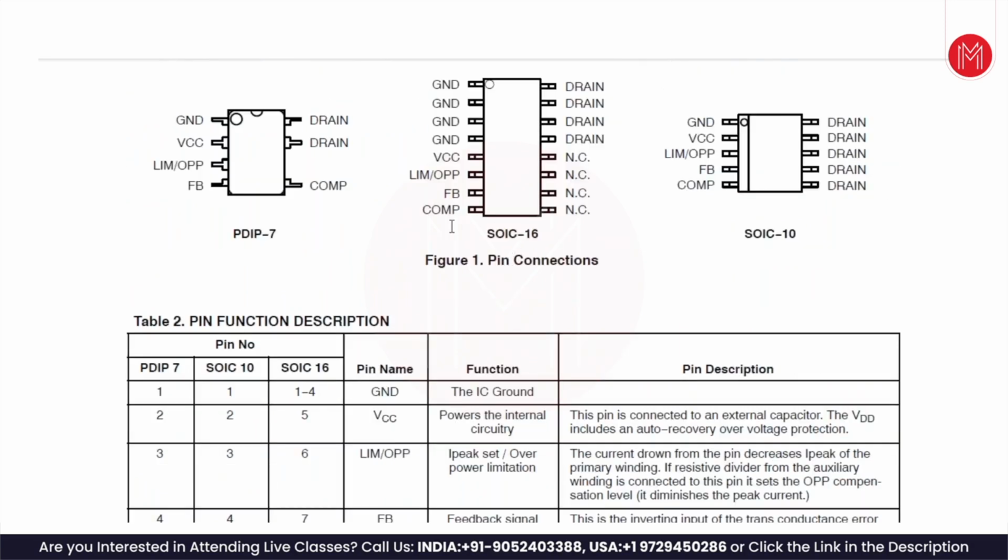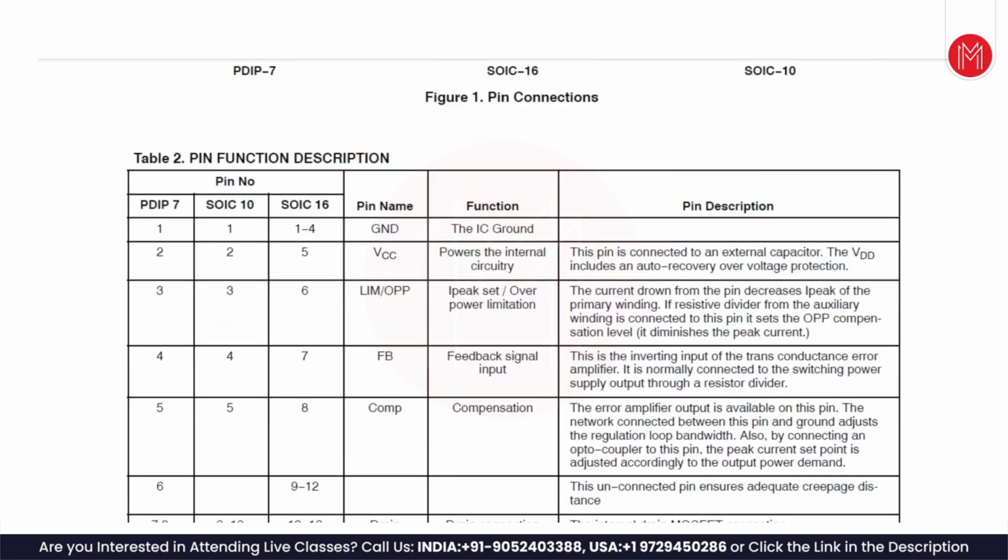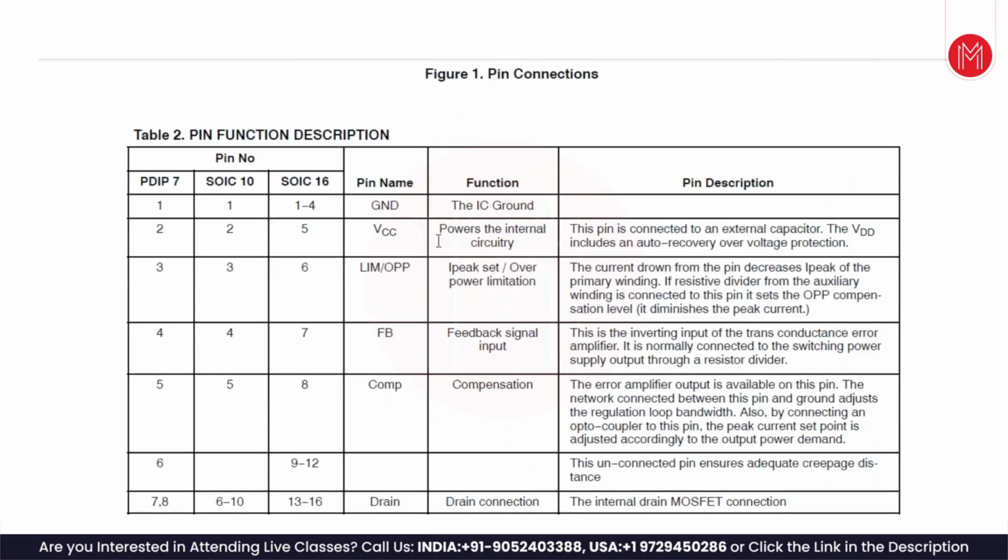So here are the pin outputs. In a 16-pin package, basically multiple drains are there. These are no connect. But basically, those are the only pins: drain pin, limit pin, compensation pin, ground pin, VCC pin, and the feedback. Here is the ground pin that is connected. VCC comes from the auxiliary coil. Limit pin, as we said, the current drawn from the pin decreases the I peak of the primary winding.